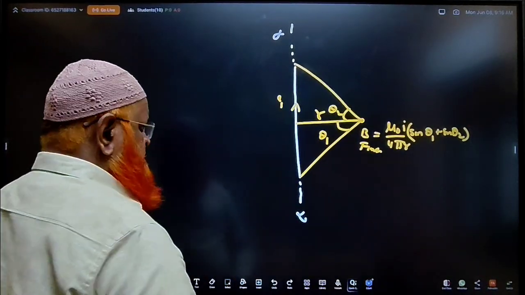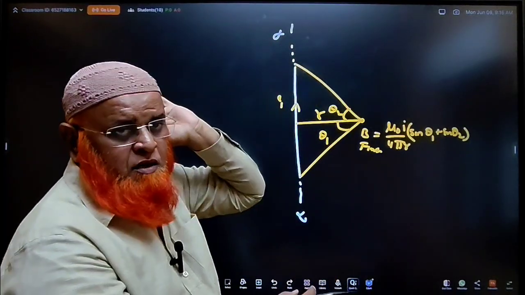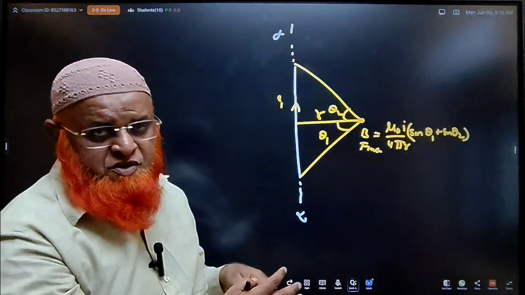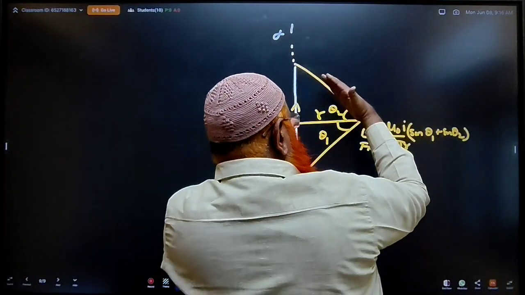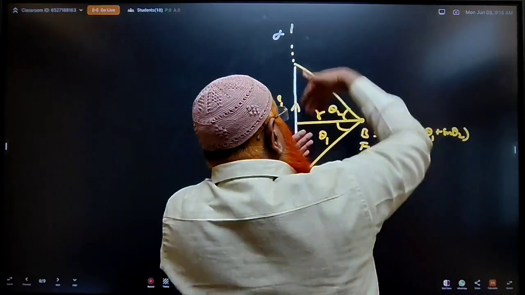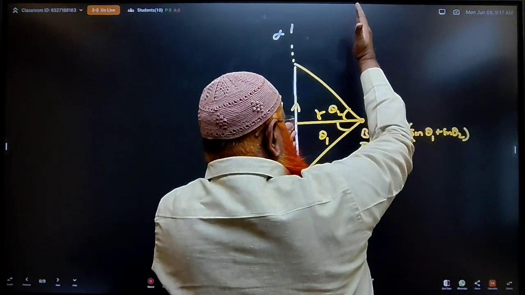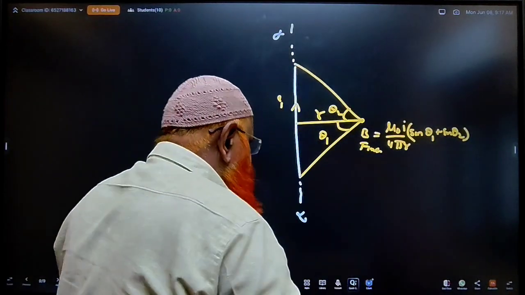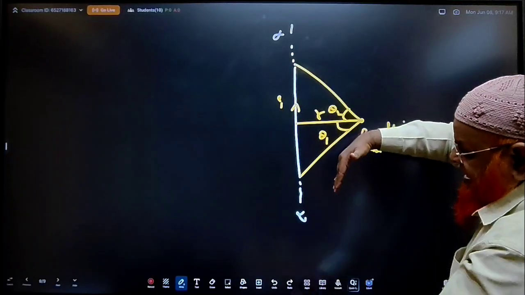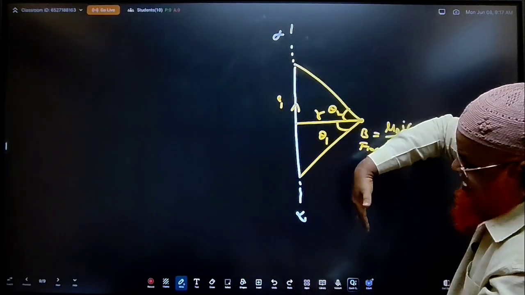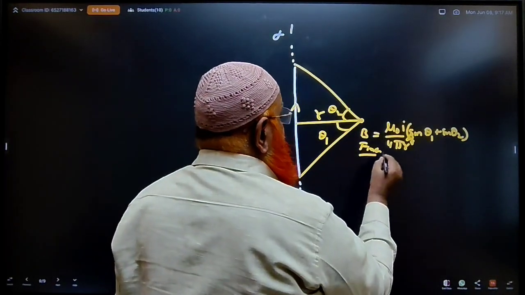Now just see, I have taken a finite wire. Finite wire means only this much wire: sine theta 1 plus sine theta 2. Infinitely long wire, what happens? As the wire extends upwards, this angle will open. Infinitely long wire means it opens and becomes straight like this. Downward also the wire is infinite, so this angle also opens and becomes 90 degrees. So this is for a finite wire.